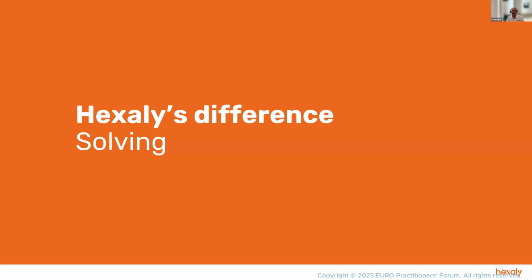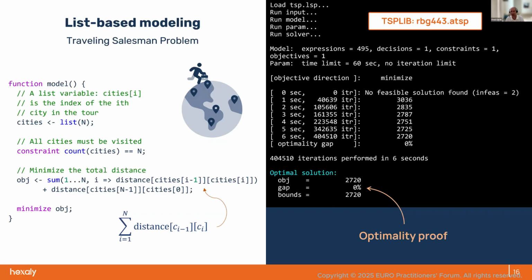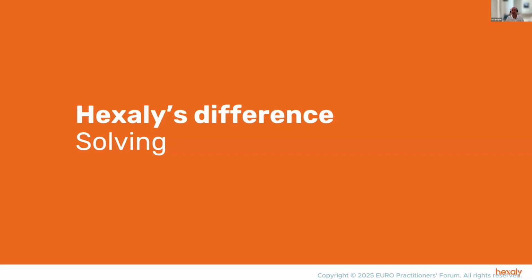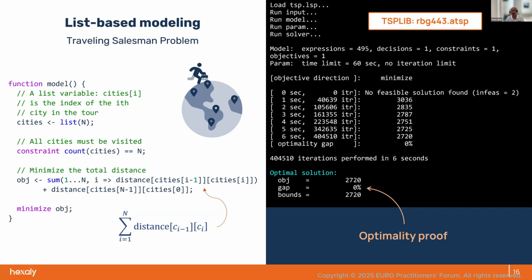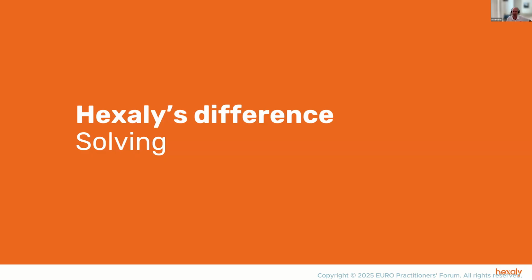So here you will tell me, okay, you introduce some concepts. Why is there also a difference in solving? We see the difference in modeling. It's easier, more compact. You have a pretty elegant model for these highly discrete optimization problems, but how does it make a difference in terms of solving?